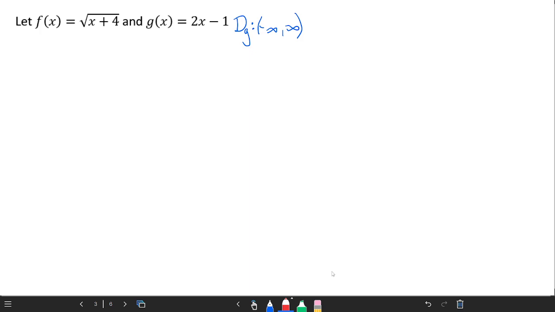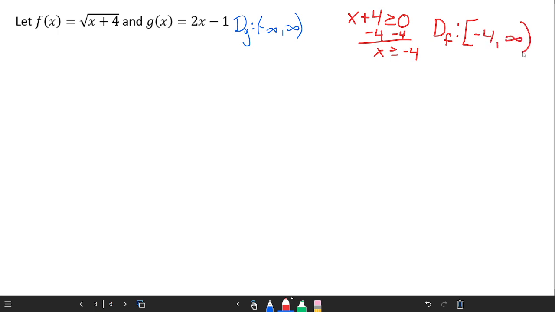And then let's look at the domain of f. f has a square root, which means we want to be careful that we don't end up with a negative number under the square root, because we're only interested in real number outputs here. So we need x plus 4 to be either positive or equal to 0. If we solve this inequality, that means that x has to be at least negative 4. So the domain of f is all numbers greater than or equal to negative 4.